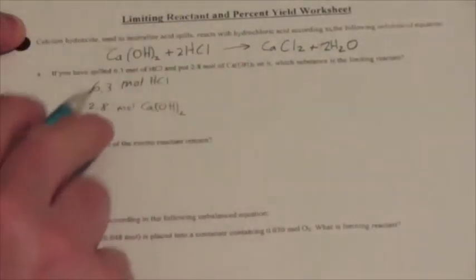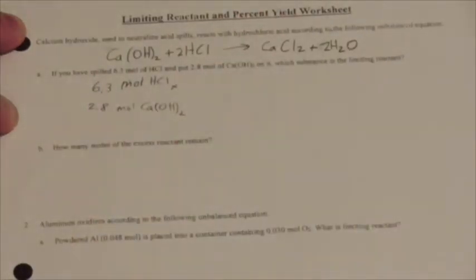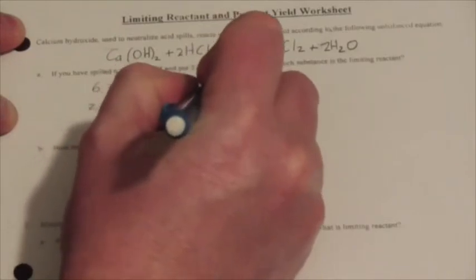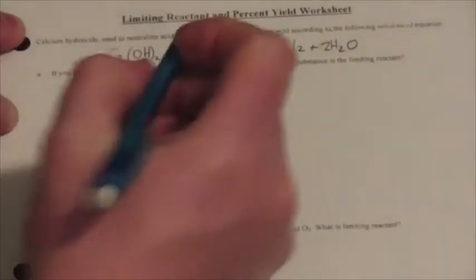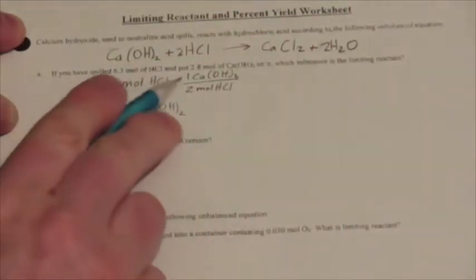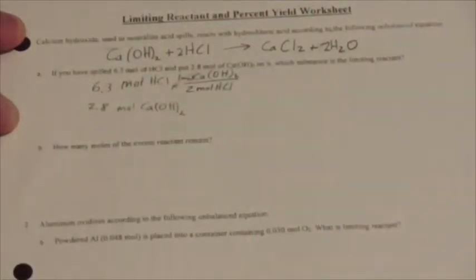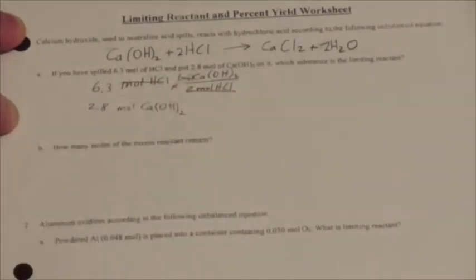But I do 6.3 moles of HCl times my mole ratio, which if you notice, I want my HCl on the bottom, and I want my calcium hydroxide on the top. So 1 mole of calcium hydroxide, just to make it a little clearer, 1 mole of calcium hydroxide, 2 moles of hydrochloric acid. That way my moles of hydrochloric acid cancel out.